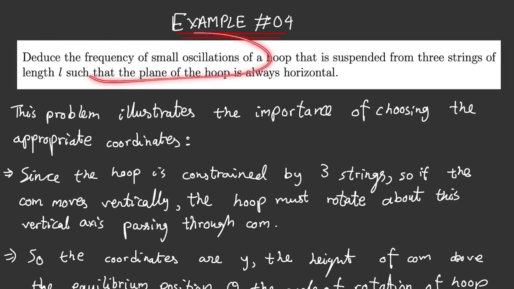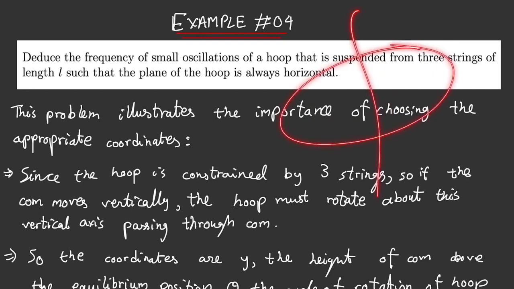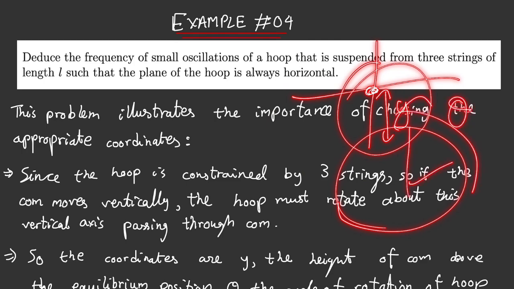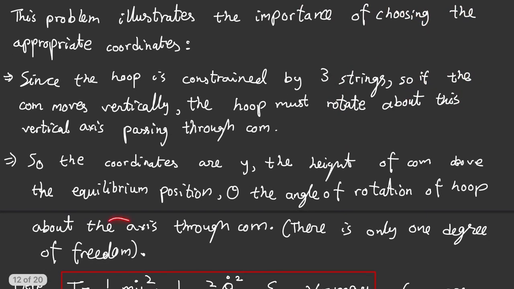We have to find the frequency of small oscillations of a hoop that is suspended by 3 strings, such that the plane of the hoop is always horizontal. Since the hoop is constrained by three strings and the center of mass moves only vertically, the hoop must rotate about a vertical axis passing through its center of mass. Say the height of the center of mass above the equilibrium position is some y, and the angle of rotation of the hoop is theta about the axis through the center of mass. As you can see, there is only 1 degree of freedom.